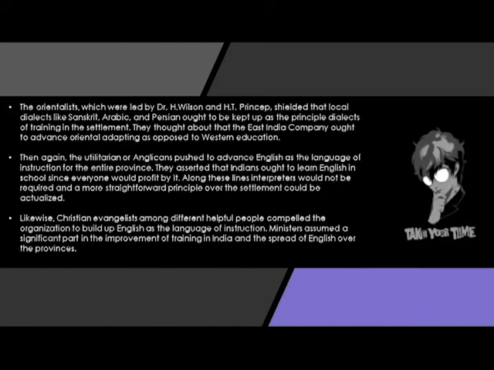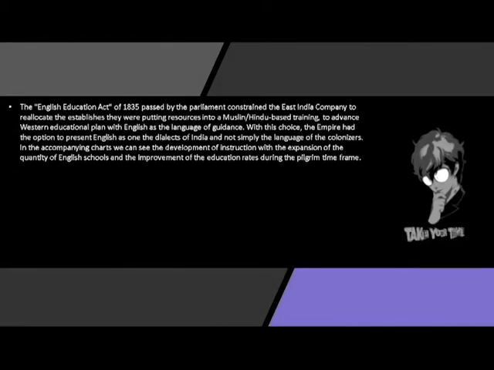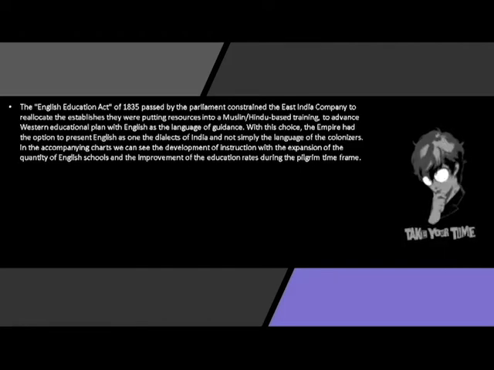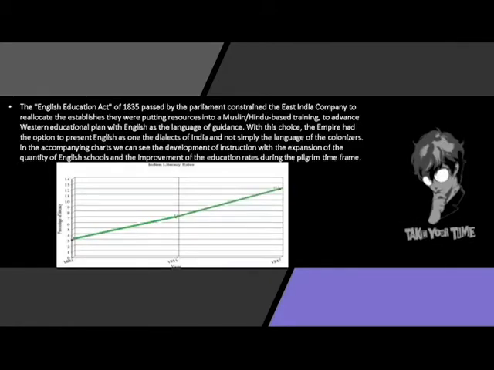Christian evangelists are the ones who commit to public preaching. The ministers also played a big role in the improvement of English training in India. The English Education Act of 1835 directed the East India Company to relocate the funds that they were putting into Muslim or Hindu-based training to advance a Western educational plan with English as the language to use. The empire presented English as one of the languages of India, not just simply as the language of colonizers.